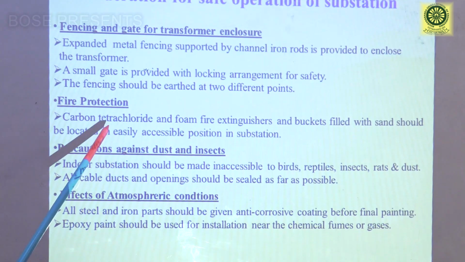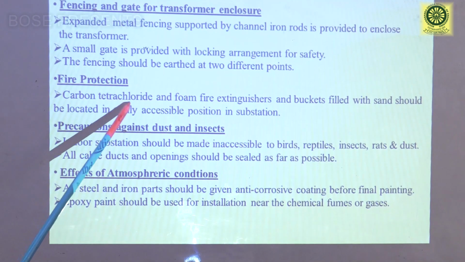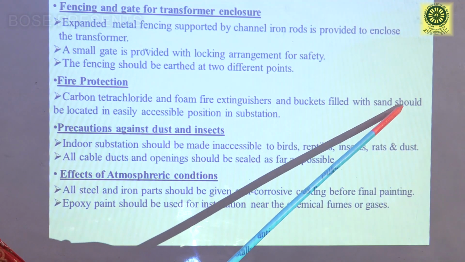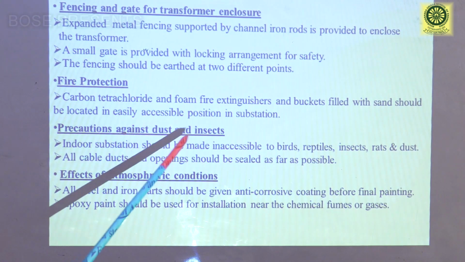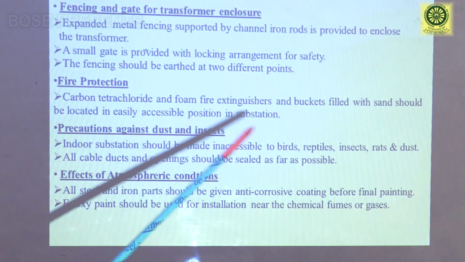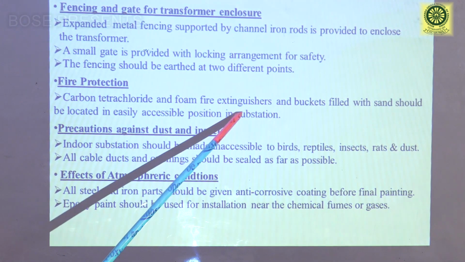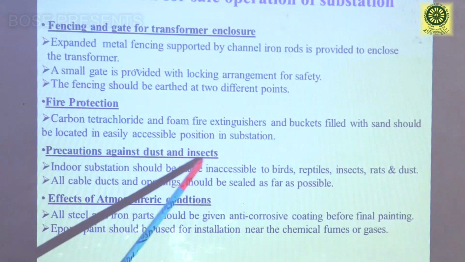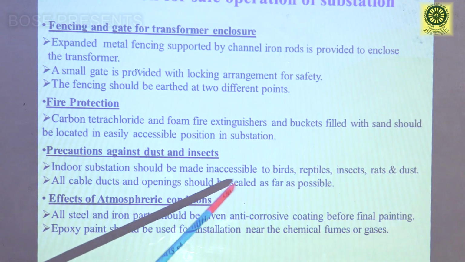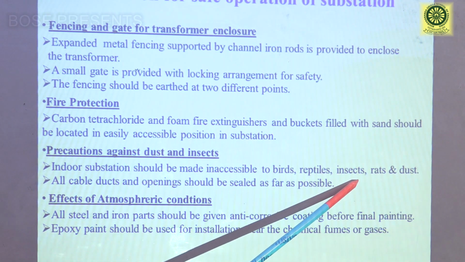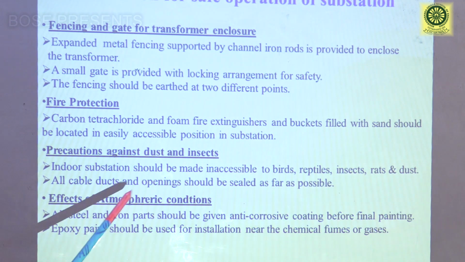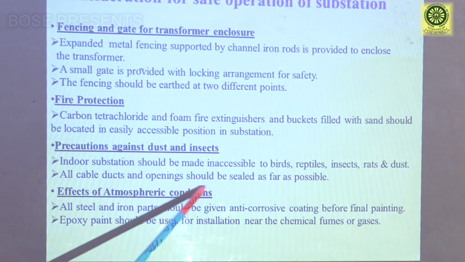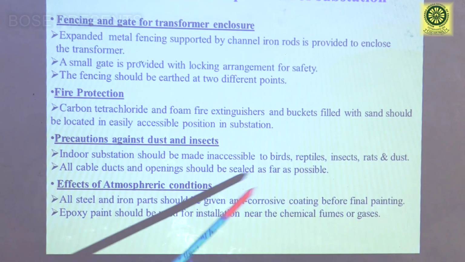Fire protection. For fire protection, we use carbon tetrachloride and foam fire extinguishers and buckets filled with sand, which should be located in easily accessible positions, so that if any fire catches, any employee or worker can go and use them. Now, the indoor substation should be made inaccessible to birds, reptiles, insects, rats and dust. All cable ducts, meaning pipes and openings, should be sealed as far as possible.